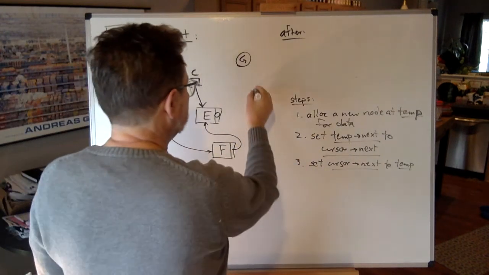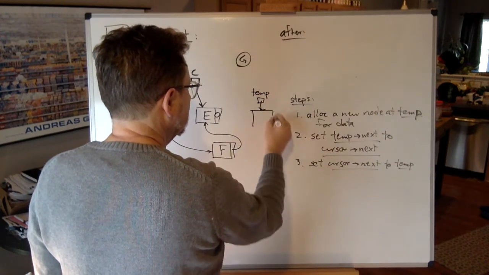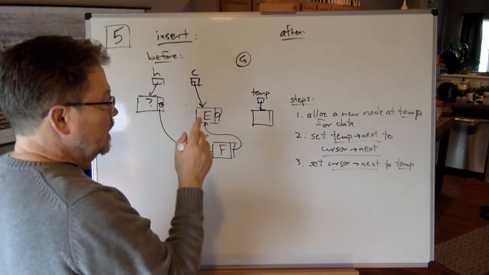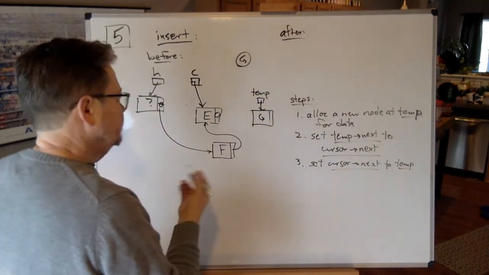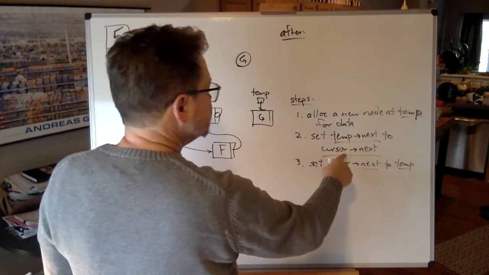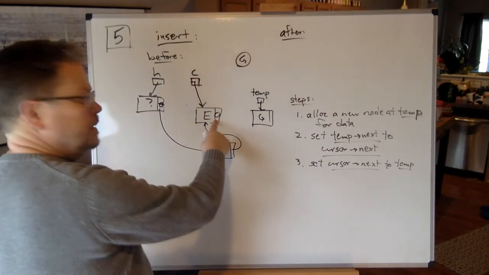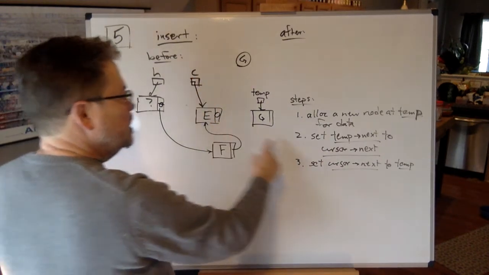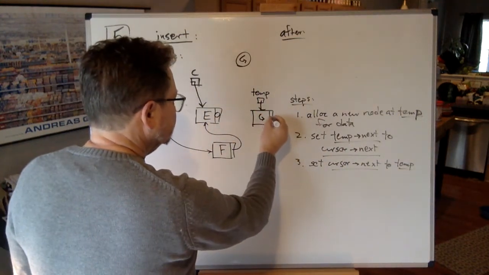Allocate a new node at temp. Done. Put the data in there. That's G for data. I abbreviated it, and now I'm confusing myself. Set temp next to cursor next. Start with cursor next. Cursor arrow next. There's that 0 again. Be careful with those 0 pointers, but I'm copying a 0 into temp arrow next. Temp arrow next.